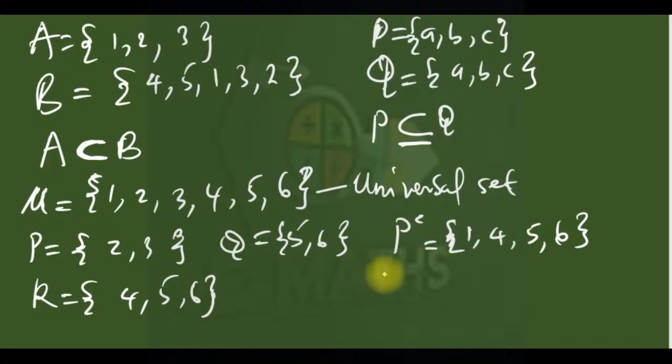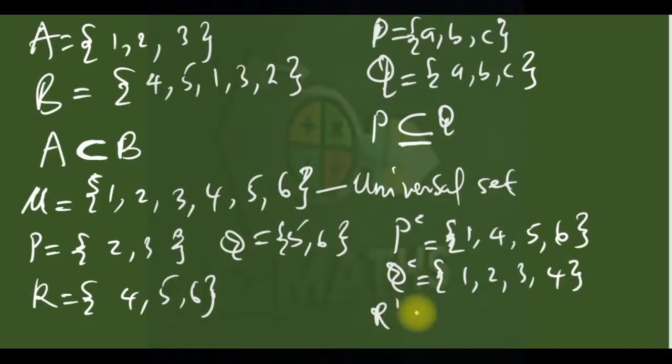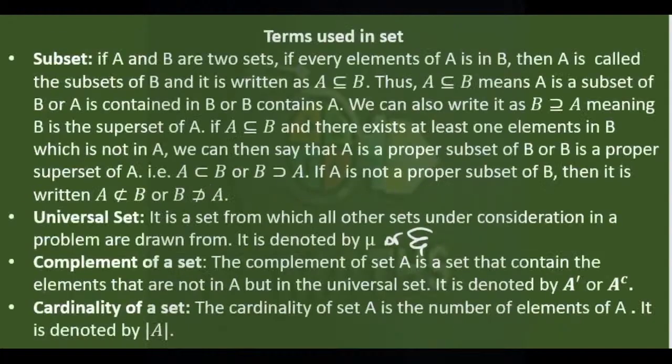And maybe let's do Q complement. We have 5 and 6 in Q. So the other elements, which are 1, 2, 3, 4, are the complement. That's the complement of that. And finally, for R, you can write R prime. They are the elements that are in the universal set but not in R, which are 1, 2, 3. So these are the complement of this set. So that's what we mean by complement of a set.